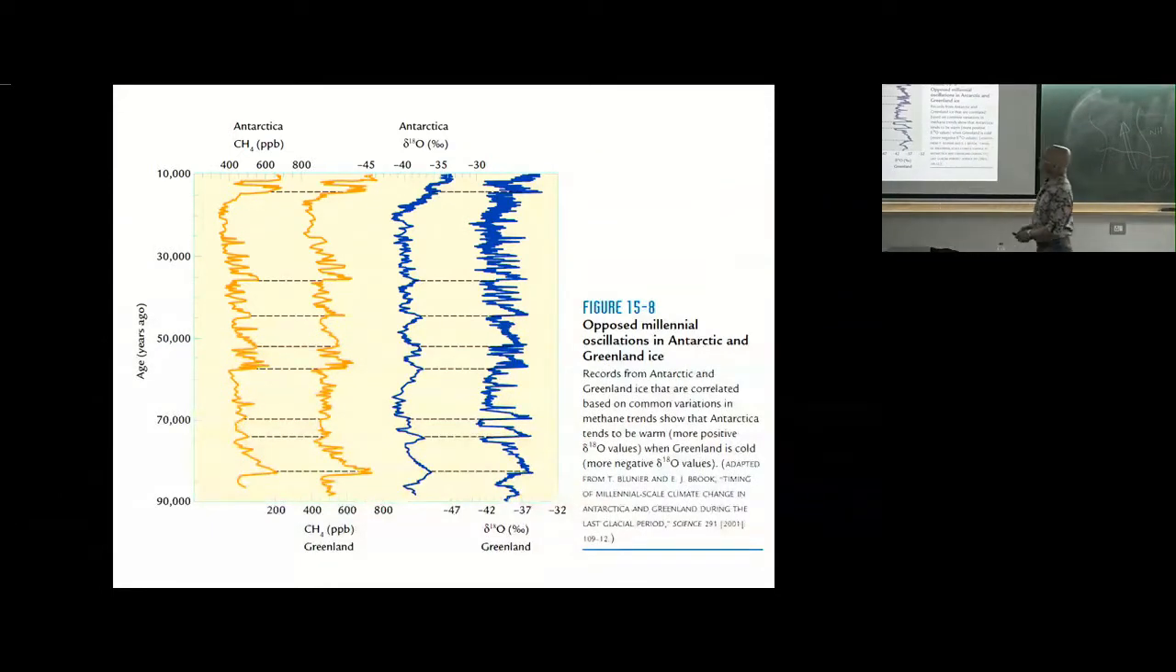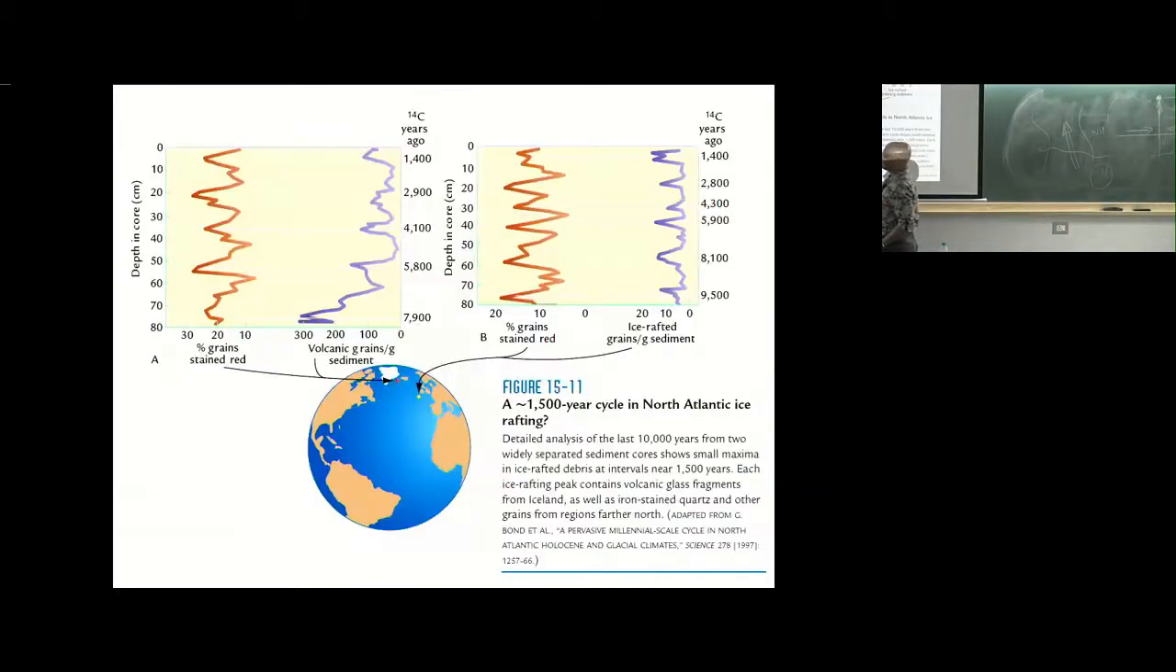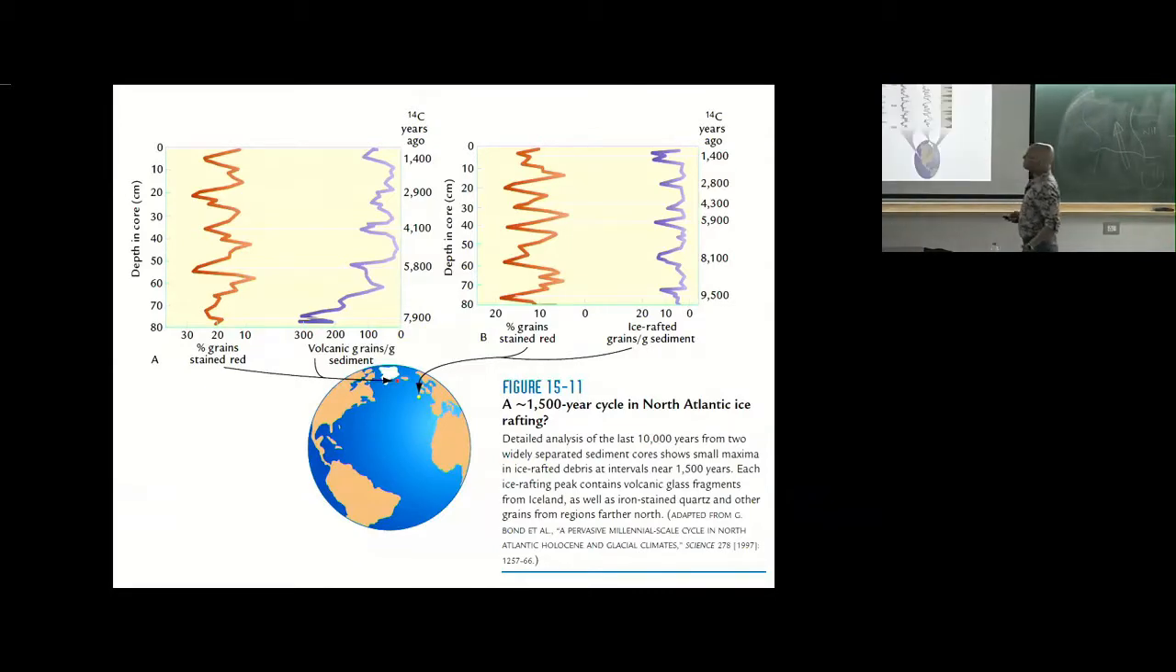Okay, so this is Antarctic methane and delta O18. Again, there are millennial signatures that are synchronized with the northern hemisphere.